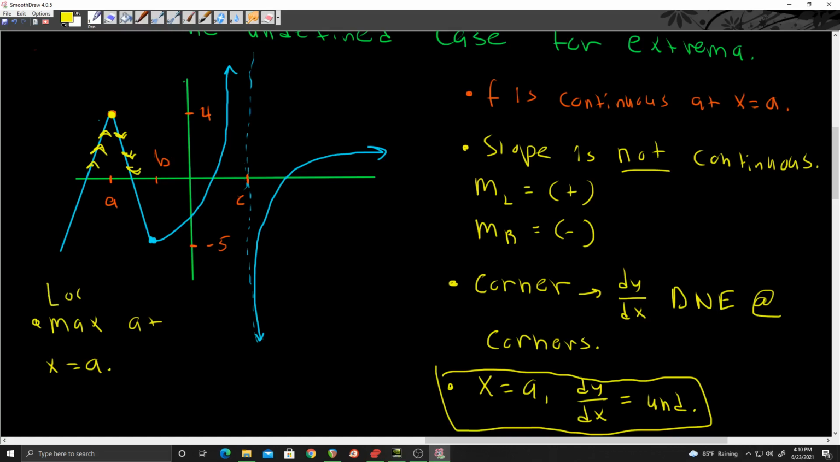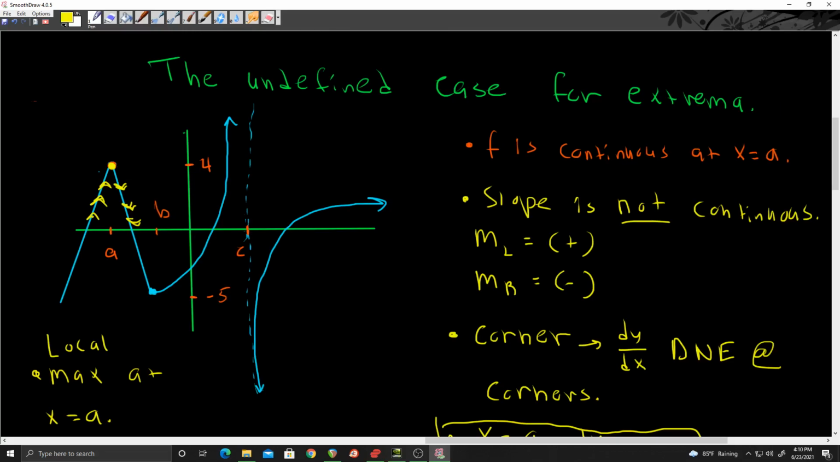Specifically, we have a local max at x equal a. So this is what it means when they say figure out where your slope is undefined. If you have a graph, you're looking for corners and things like that. This is going to show up if you have an absolute value function, like the absolute value of 2x minus 1. You're going to have a corner at x equal 1/2, and that's going to give you actually a minimum.